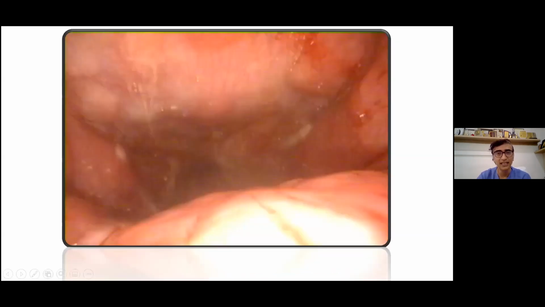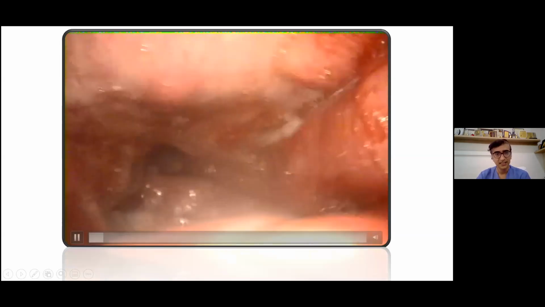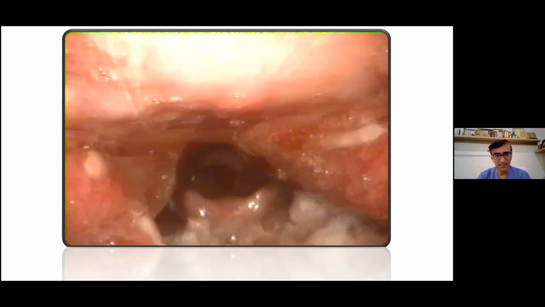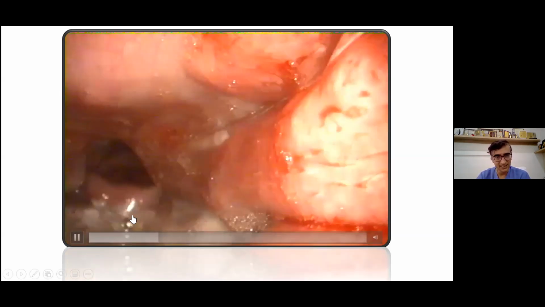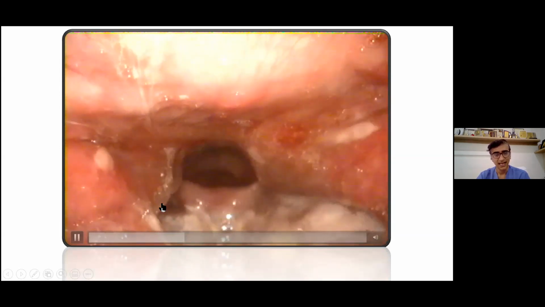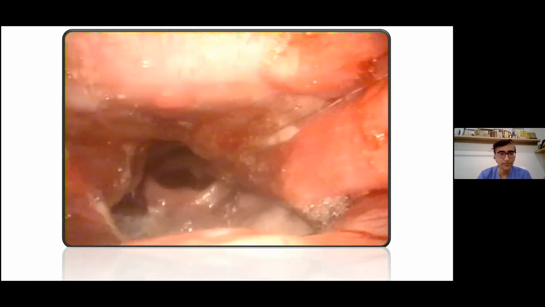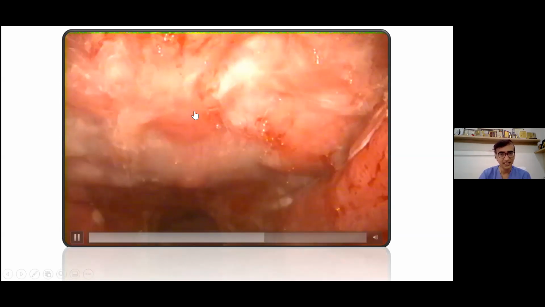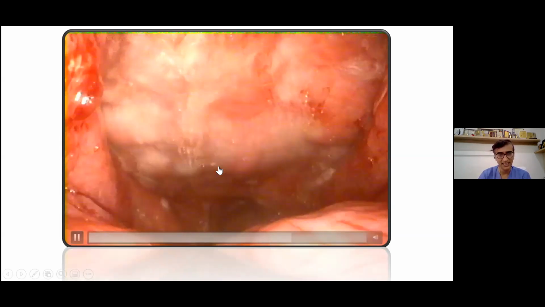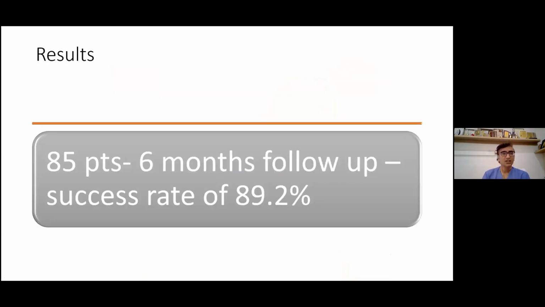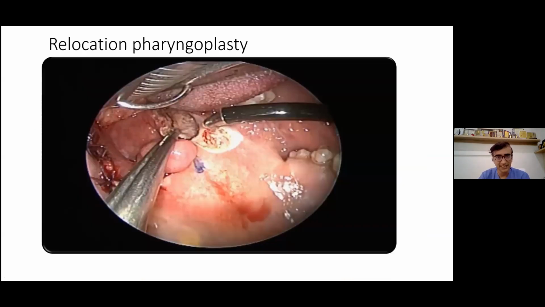Now this is how it looks in the first, and here is a multi-level surgery wherein we did tongue base also with a modified Sam Robinson's technique. This is post-op day 5. As you can see, a huge improvement in the velopharyngeal area. So results are about 85 patients, 6 months follow-up, about 90% success rate.